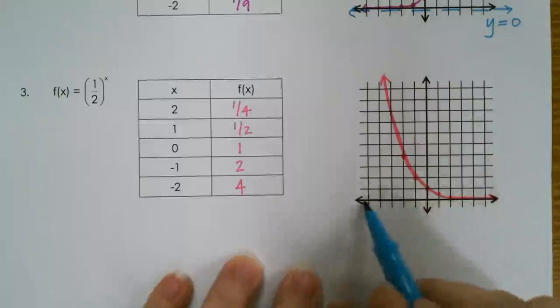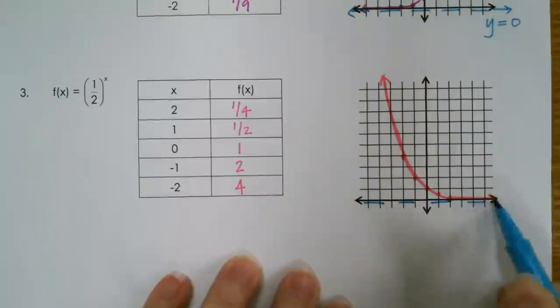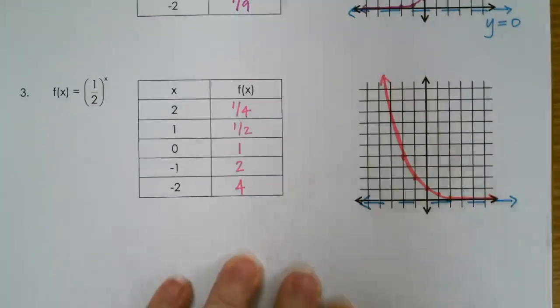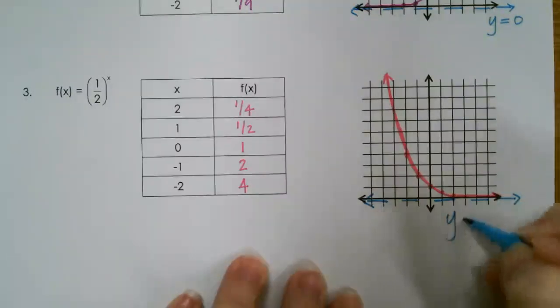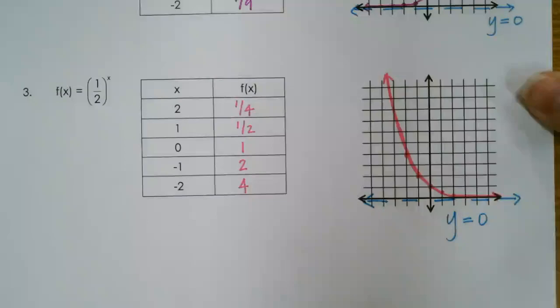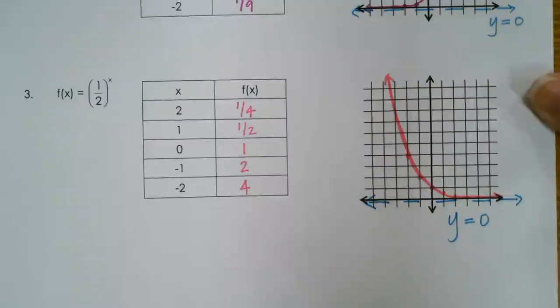All right, once again, we have that asymptote, which is the imaginary force field. That's why we're going to use a dashed line to graph it. And this one, again, is located at the x-axis, which is y equals 0.